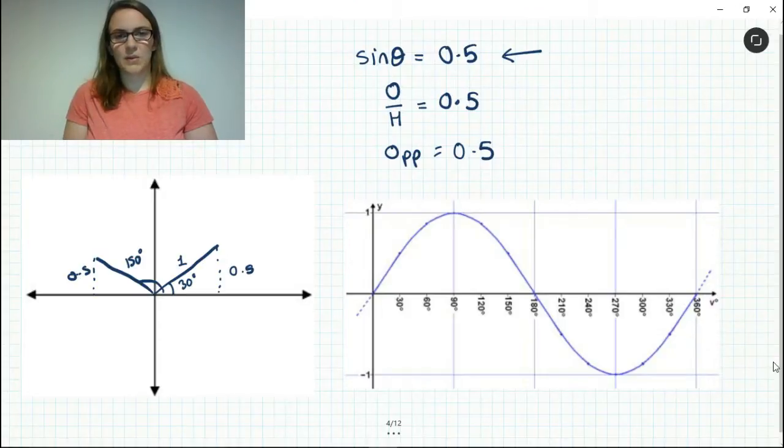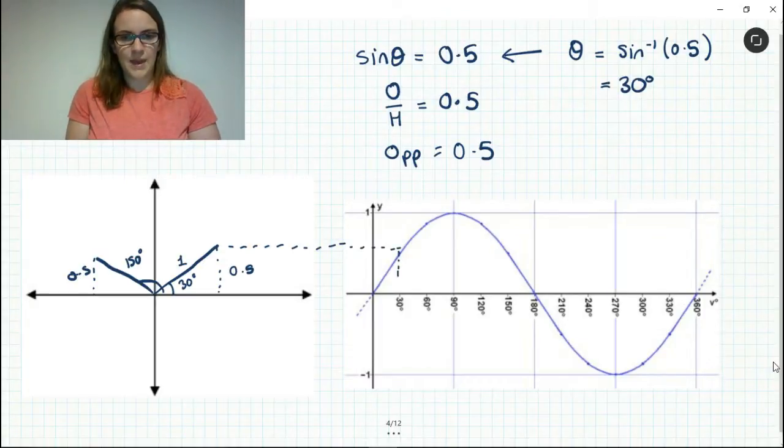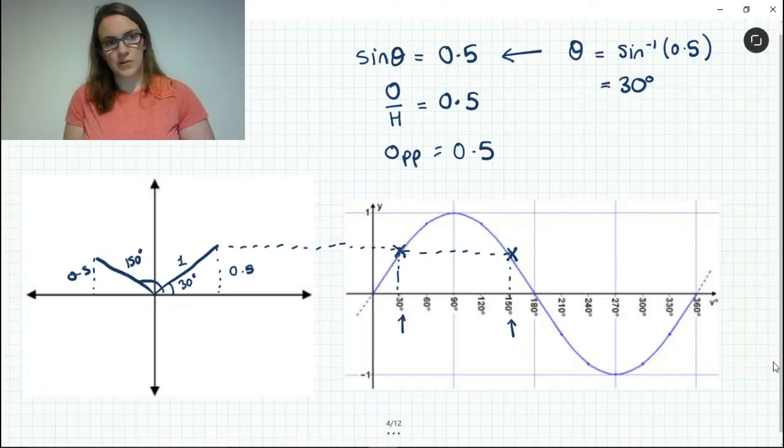If you were trying to find the angle where the sine of the angle was 0.5, on your calculator you inverse sine 0.5, and your calculator will give you the answer of 30 degrees. Your calculator can only give you one answer, but we know from our diagram and from this diagram that there are actually two possible answers. There is 30 degrees and there is 150 degrees. So it is important to consider that you might not be looking for the angle that is 30 degrees. In some circumstances, you might be looking for the angle that is 150 degrees.